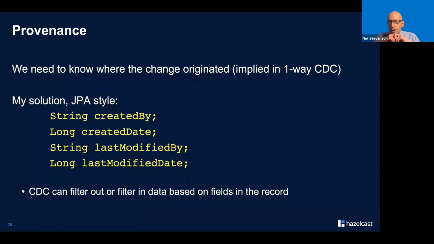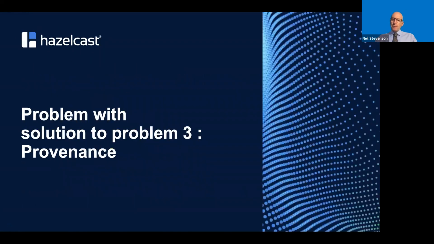So I was having a look, and if you're looking at JPA, it has four common attributes. It'll create on a data record: created by, created date, modified by, modified date. And if you have those on your data, then you can use that to filter your data in or filter your data out, depending on what you want. It's easy enough. But there's a problem with this provenance.